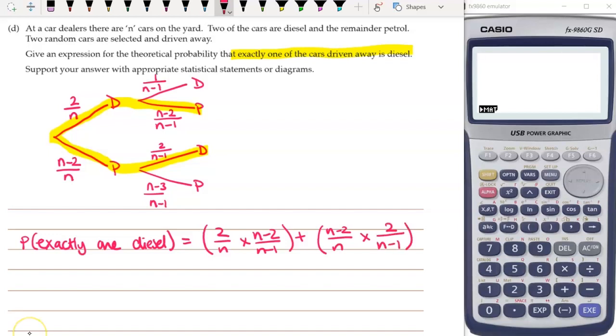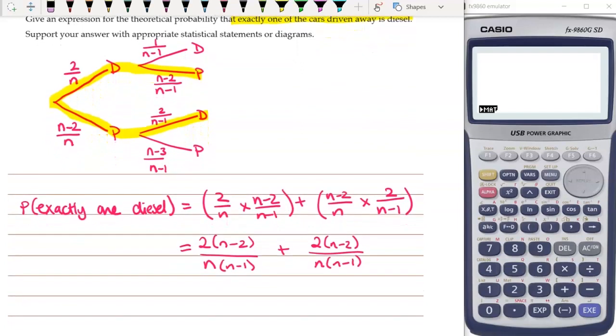Now it might be enough to leave the algebra like that, but I am going to tidy it up just in case we might need to. So this would be 2 times n minus 2 over n minus 1 plus 2 times n minus 2 on the right over n minus 1. So if we're adding those two things together, they are actually the same thing. So we'll have 4 times n minus 2 over n minus 1.